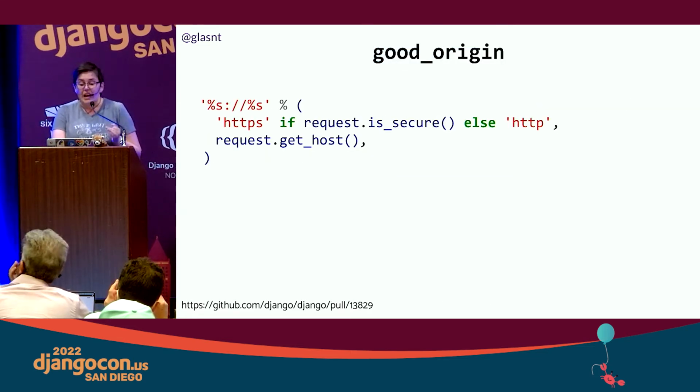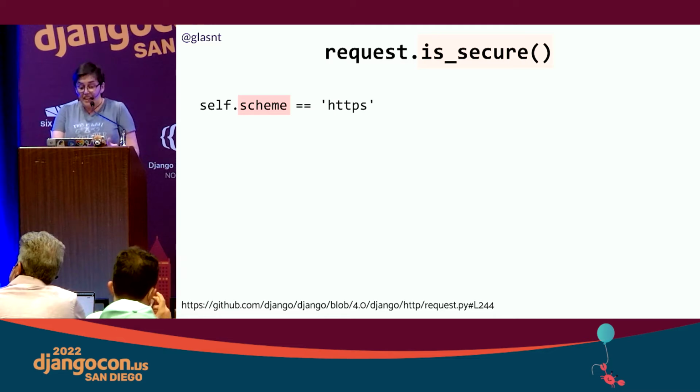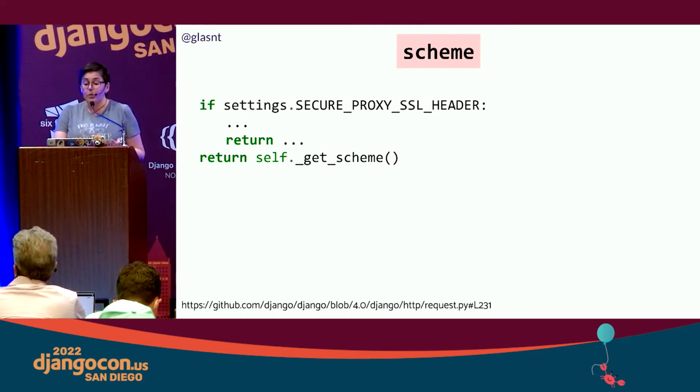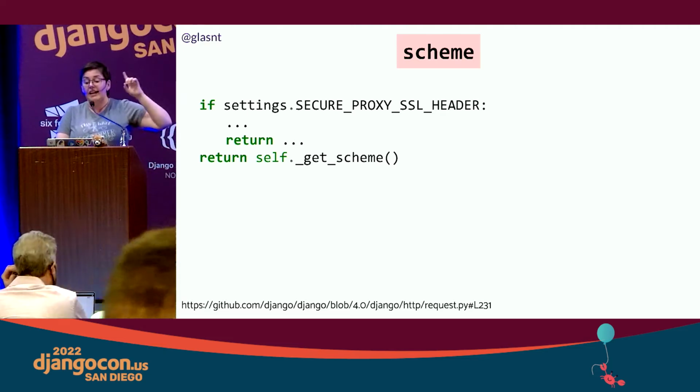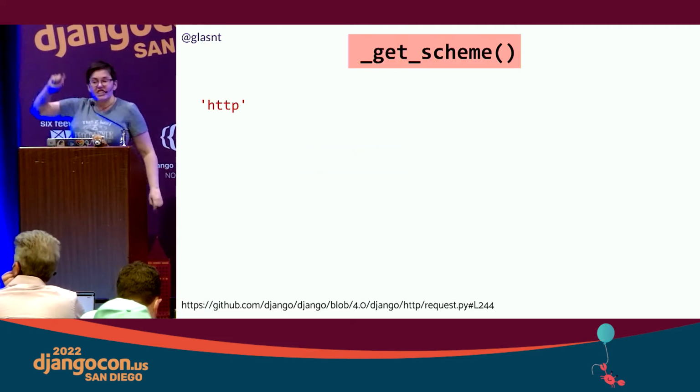But it's not just the host. Now we need to get the scheme from is_secure. Now, is_secure returns true if the scheme property is "https", the string, and the scheme is based on a few settings. If you've got SECURE_PROXY_SSL_HEADER, it will confirm that that setting matches the HTTP header of the same name. If you don't have this setting, it'll use the private method _get_scheme, and _get_scheme is HTTP.